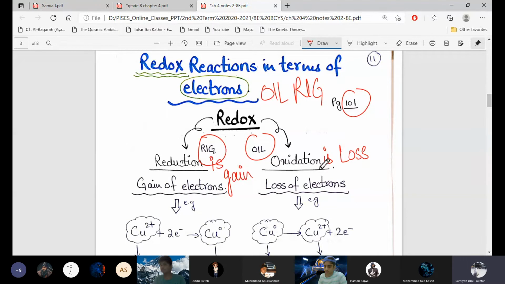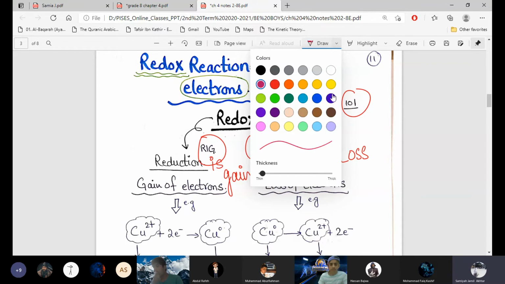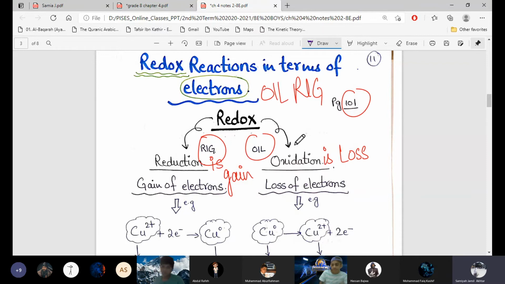So this is the definition in terms of electrons: oxidation is the loss of electrons and reduction is the gain of electrons. In terms of oxygen the definition was different: oxidation is the gain of oxygen, but in terms of electrons oxidation is the loss of electrons. It's the opposite, so don't mix them up.